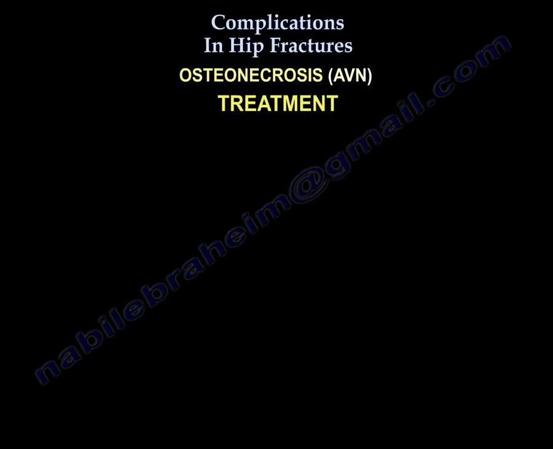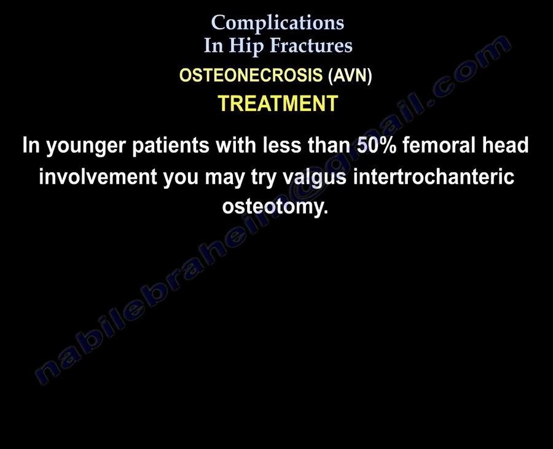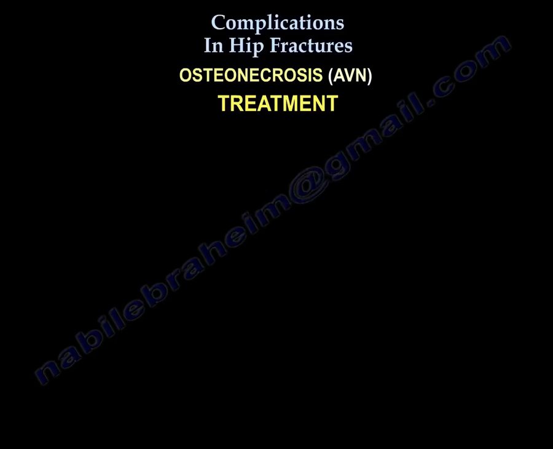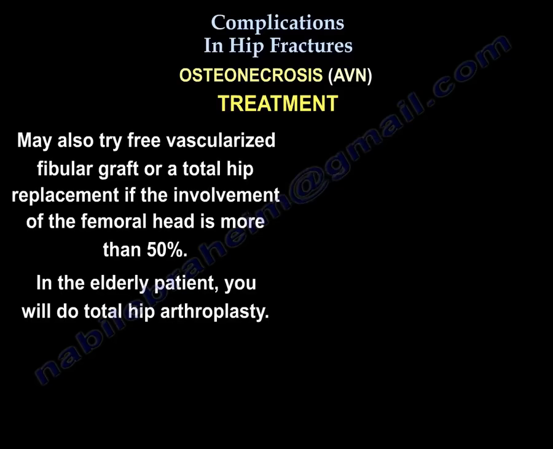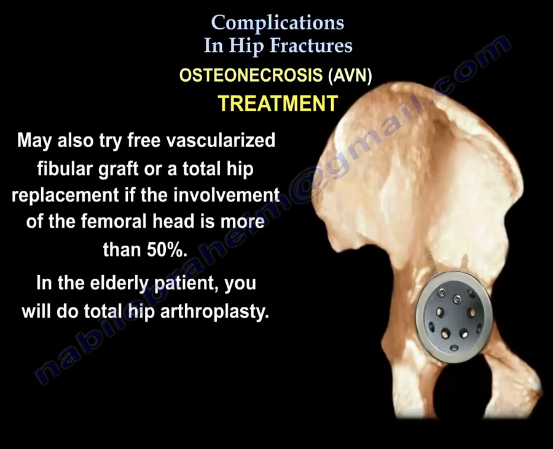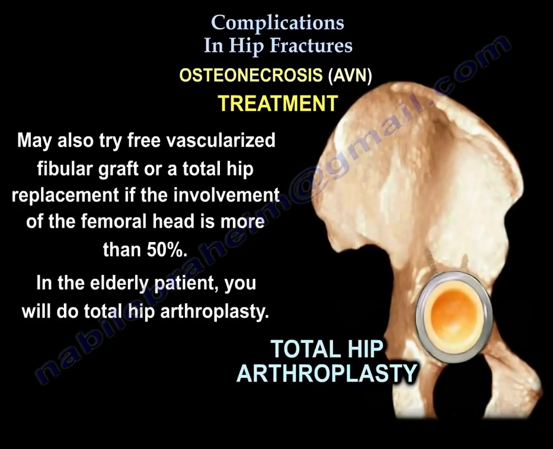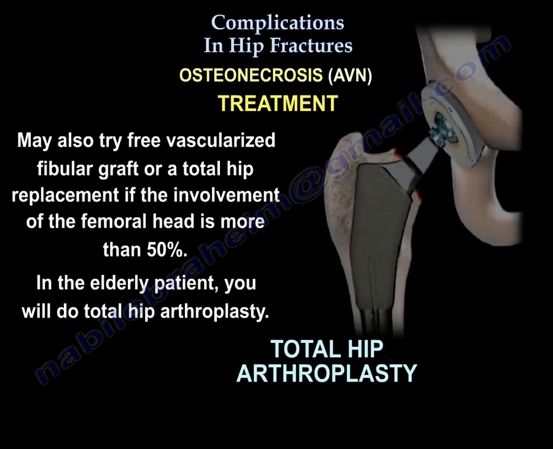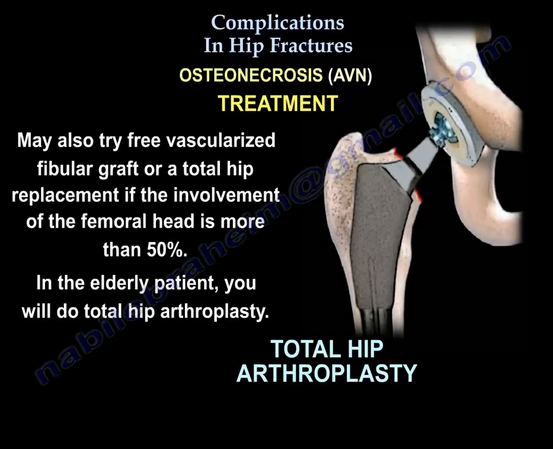So what is the treatment of AVN? In a younger patient with less than 50% head involvement, you may try valgus intertrochanteric osteotomy. You may also try free vascularized fibular graft or a total hip replacement if the involvement of the head is more than 50%. However, in the elderly, you will do a total hip arthroplasty.